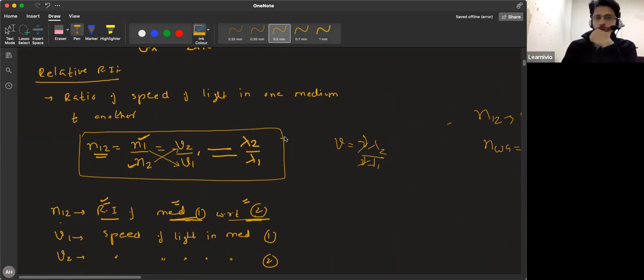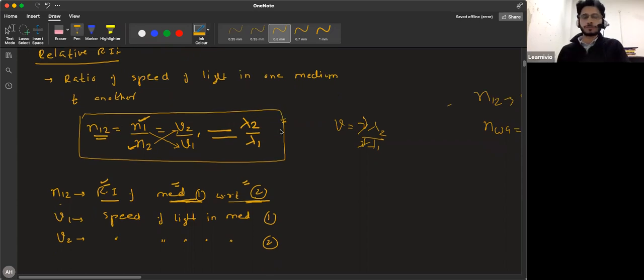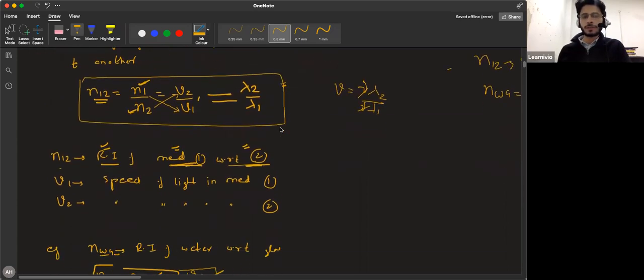So you should know this relation. It is a very interesting relation. It relates refractive indices, speed of light, and wavelength. Next, we will add Snell's law into it, and you can relate angle, refractive index, speed, and wavelength also. Is it clear up to here?